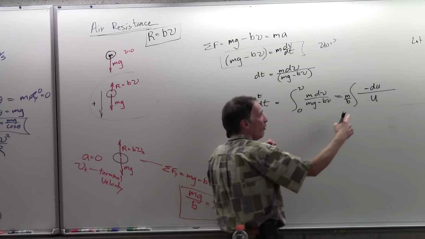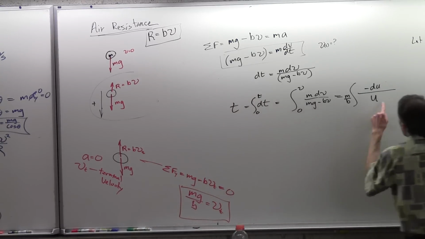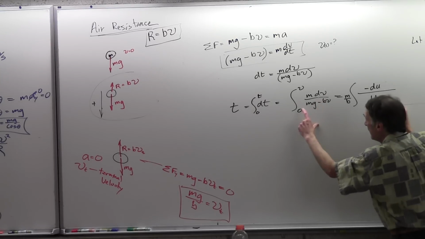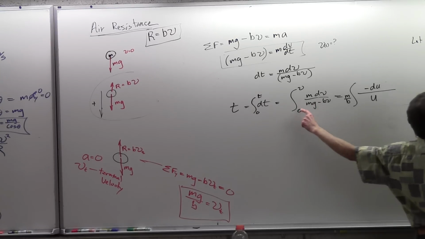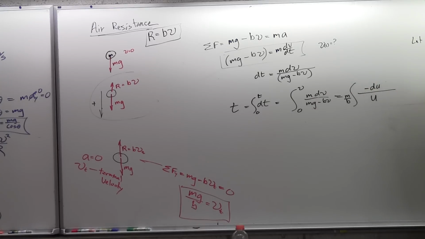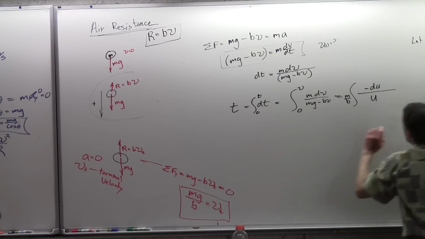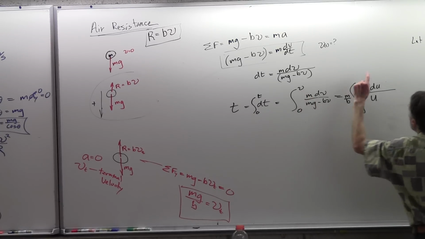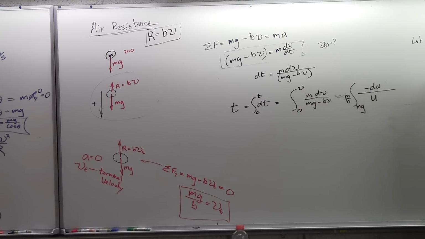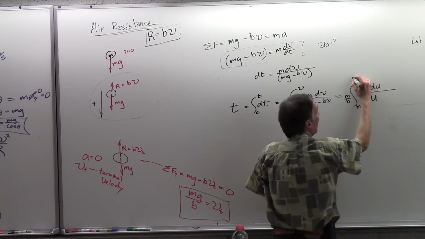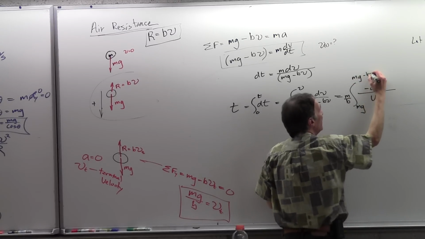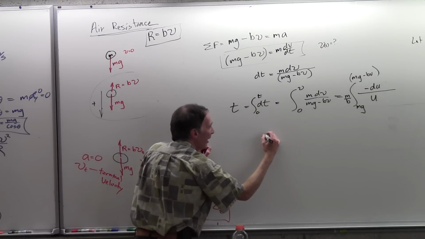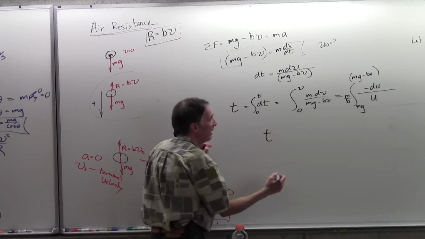The limits, I want to be careful. I'm changing variables here. So when v was equal to 0, u is equal to mg. When v is equal to v, well, that whole expression holds. That mg minus bv holds. Okay, a lot of math here. Okay, and this is going to be t.